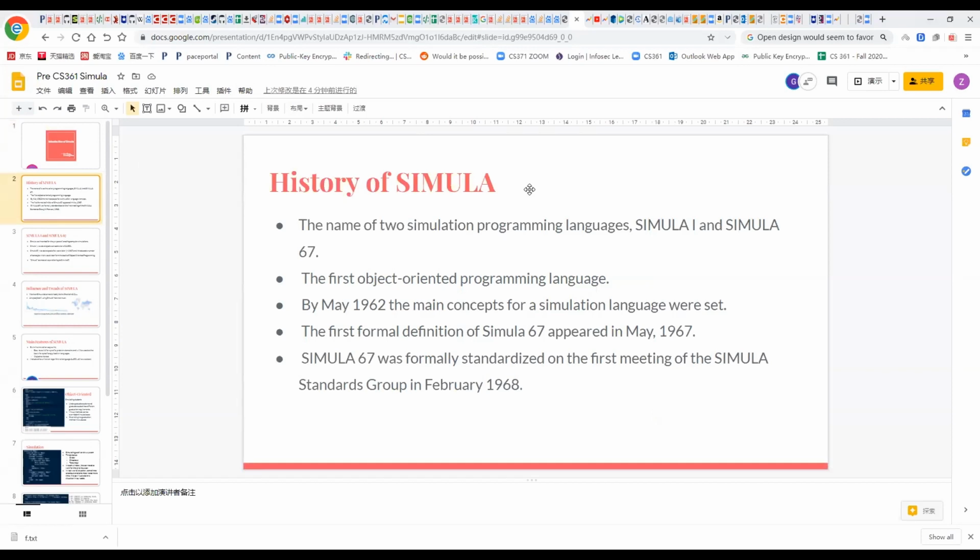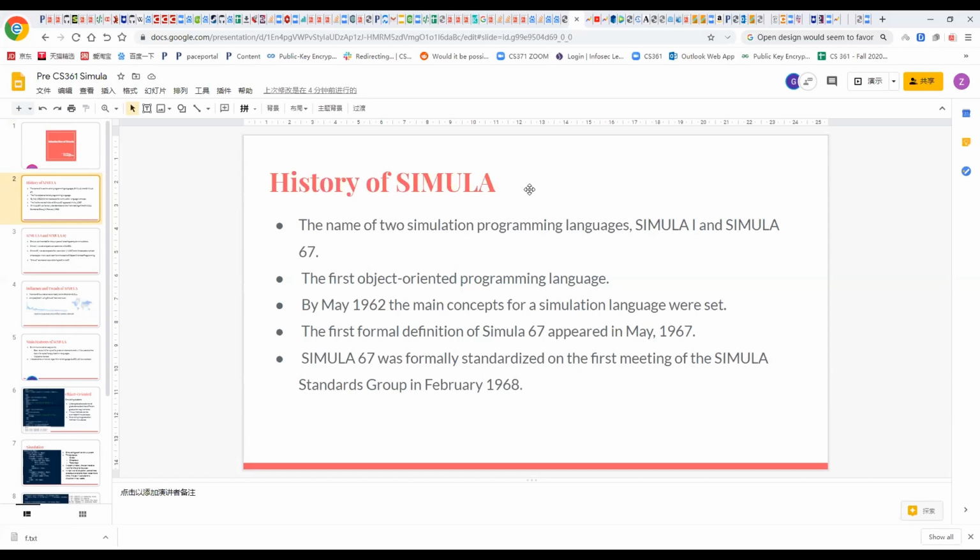Kristen was seeking a better way to describe the heterogeneity and the operation of a system. To go further with his ideas on a formal computer language for describing a system, he contacted Ole-Johan Dahl, also a master in mathematics and one of Norway's foremost computer scientists, who joined him in January 1962. By May 1962, the main concepts of the simulation language were set.